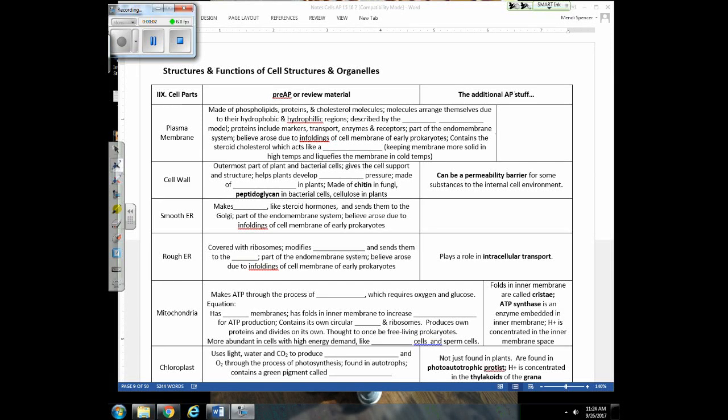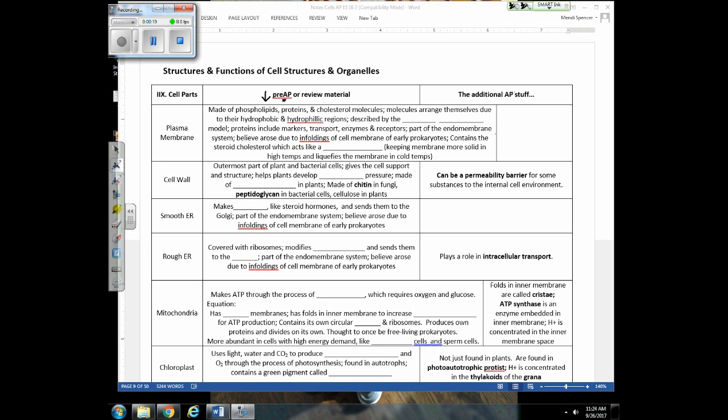In this unit, we're going to talk about cell structures and their functions. And you can see that there's a lot of information that we expect you to know. But the good news is all the information that is included in this column is material that you were already taught in pre-AP, or it's going to be review material from the biochemistry unit.